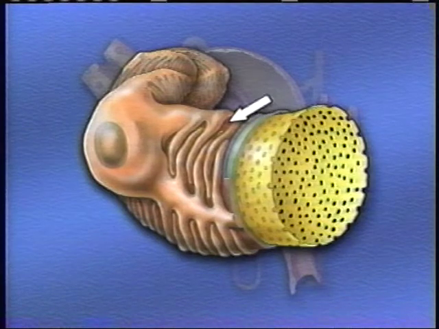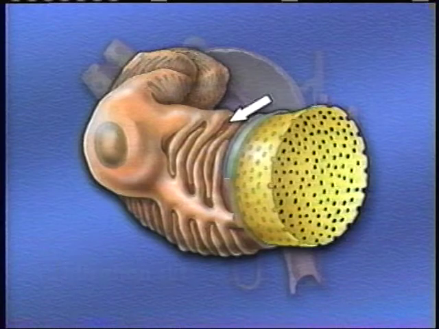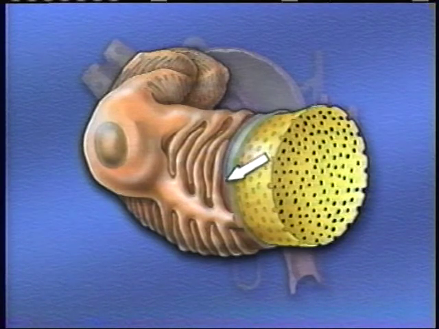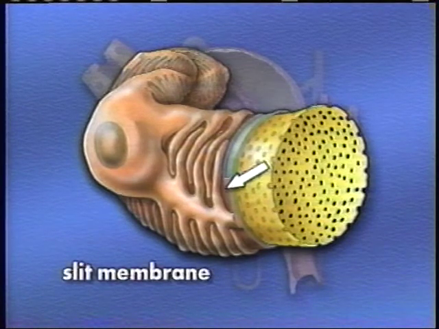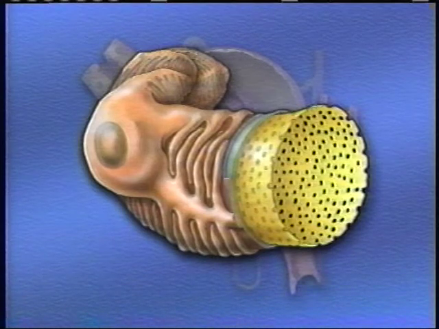The spaces between pedicels are called filtration slits. Extending between these filtration slits are slit membranes. Together, these slit membranes and the shared basement membrane regulate which materials, based on their size and charge, are filtered from the blood into the capsular space.